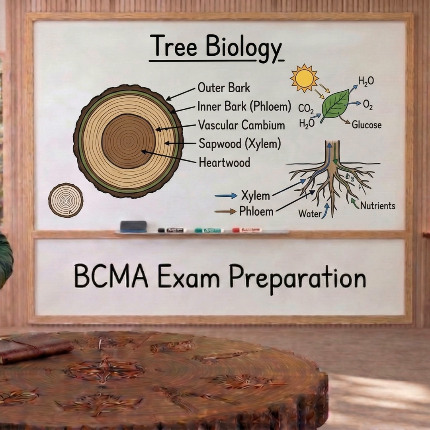Exam insight moments. For the BCMA exam, you will often be asked to distinguish between structures or processes that sound similar. For example, understanding the difference between xylem and phloem transport, or between primary growth and secondary growth. Another common exam topic involves recognizing how plant hormones like auxin influence apical control and bud development. These biological relationships are foundational to advanced arboriculture.